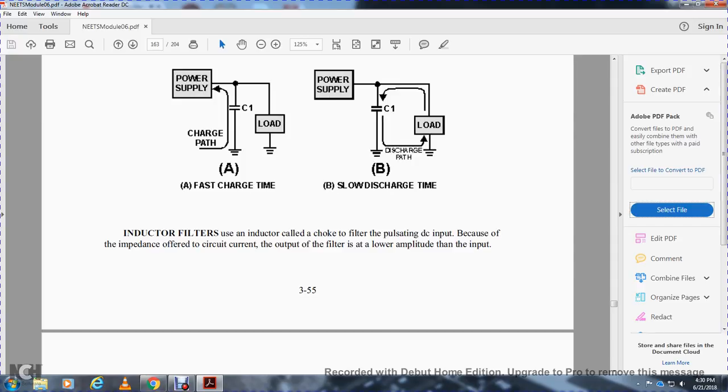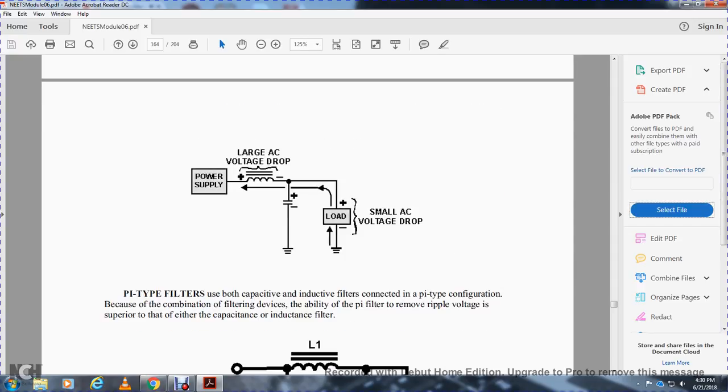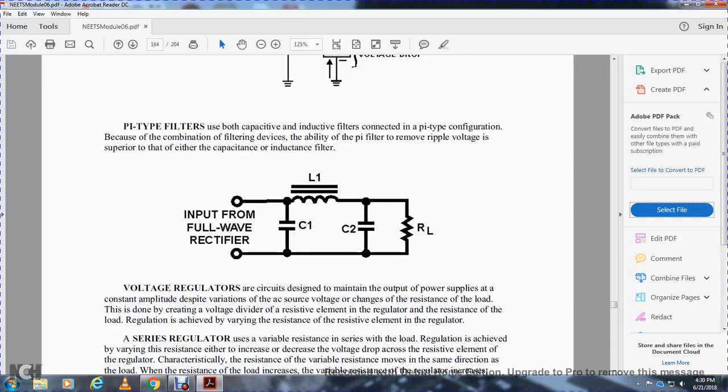Inductor filters. An inductor, called a choke, filters the pulsating DC input because of the impedance it offers to changes in circuit current. The output of the filter is lower in amplitude than the input. Pi type filters use capacitive and inductive filters connected in a pi type configuration because of the combination of filter devices. The ability of pi type filters to remove ripple voltage is superior to either the capacitance or inductance filters.